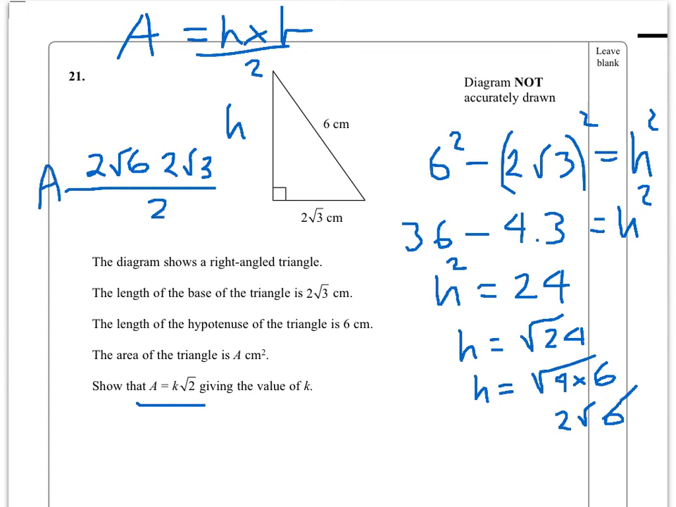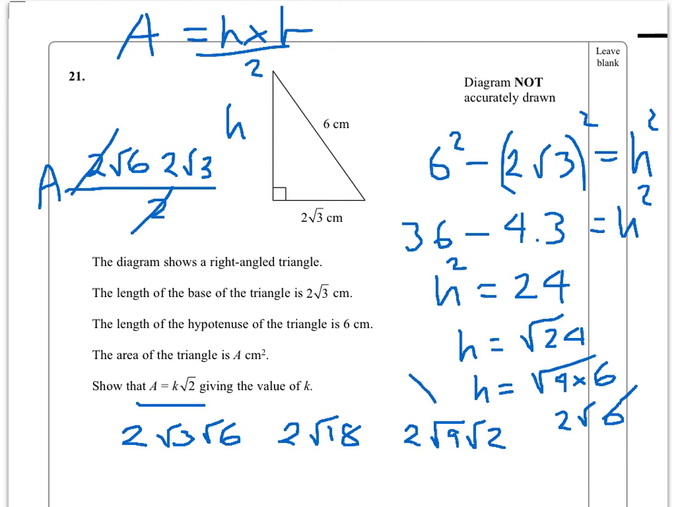So one of our 2's can cancel with the 2 on the bottom. So we've got 2 root 3 root 6, so I shall write that out as 2 root 3 root 6. Root 3 times root 6 is root 18. 18 has 9 in it, so we've got 2 root 9 times root 2. So we'll put the answer here. Square root 9 is 3, and 3 2's are 6. So our final answer is 6 root 2, and so k is 6. And that is the answer to question 21.